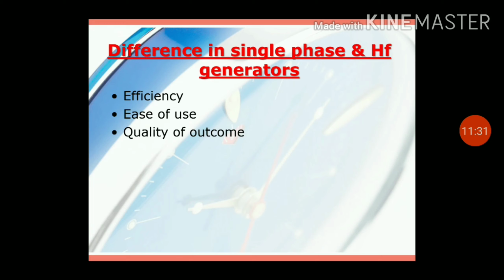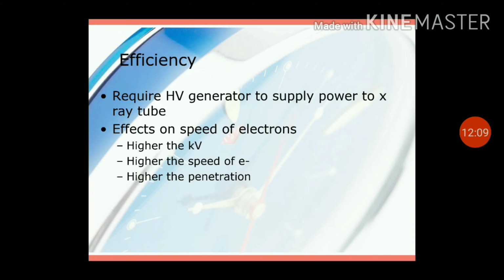So the difference between single phase and high frequency generators is in the following aspects: efficiency, ease of use, and quality of outcome. First, efficiency of the X-ray tube. High frequency generators are the best compared to the conventional single phase generator.